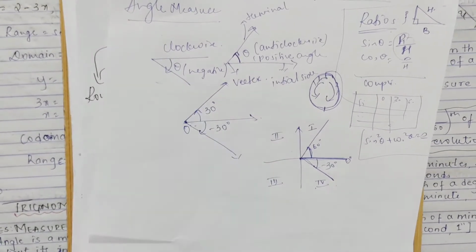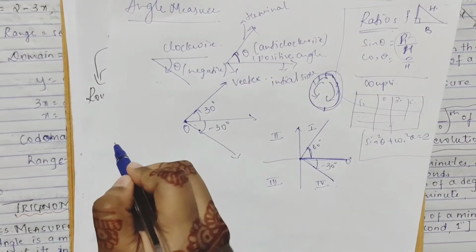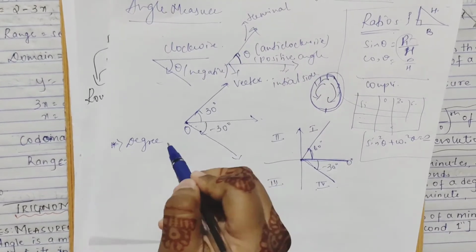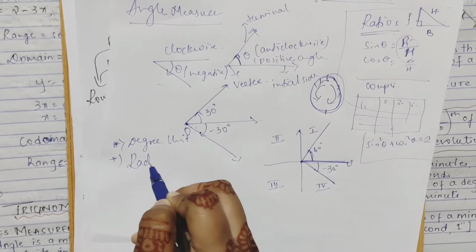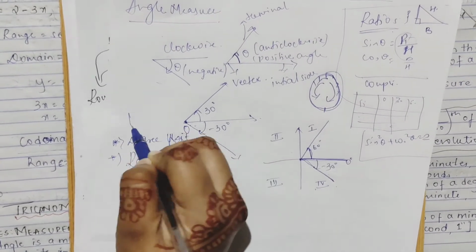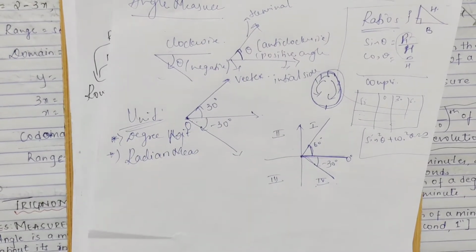Now in angle measurement, there are two types of unit. One is the degree unit, and one more is the radian measurement and degree measurement. These are both units of your angle, because you have to tell how the angle will be.